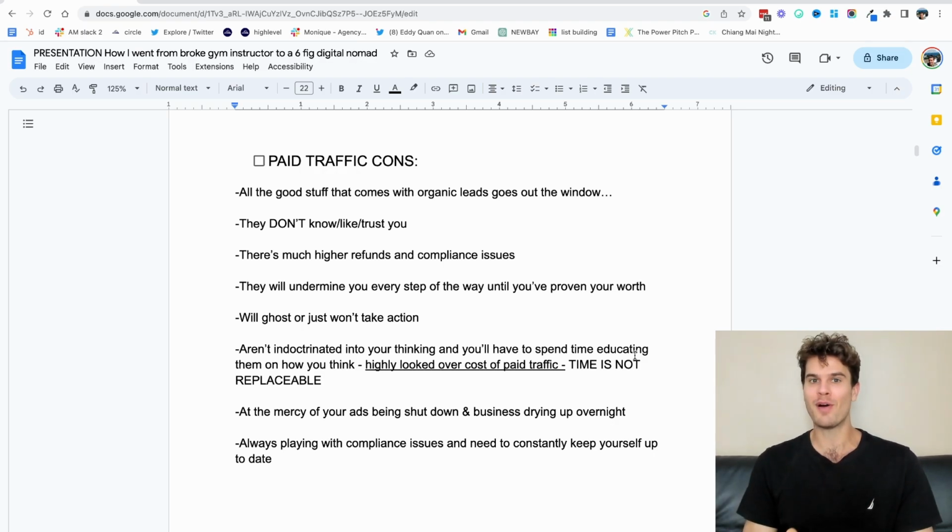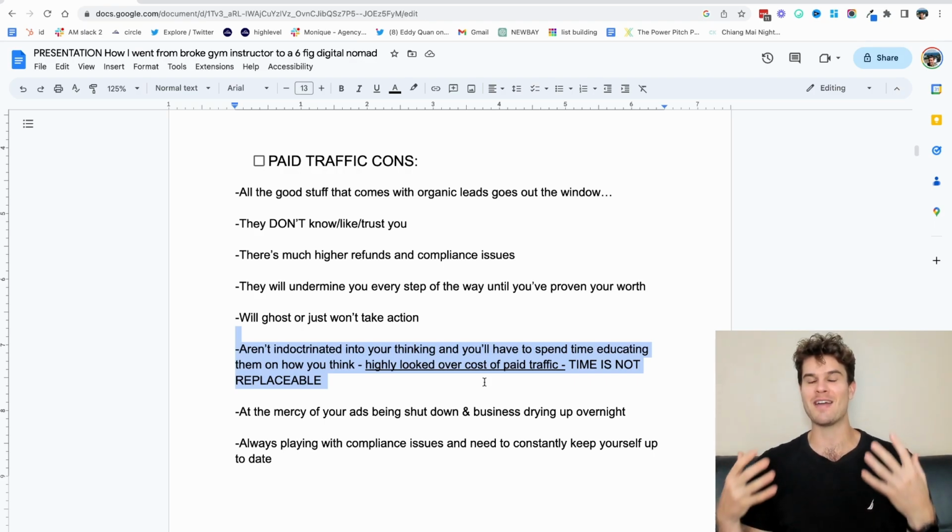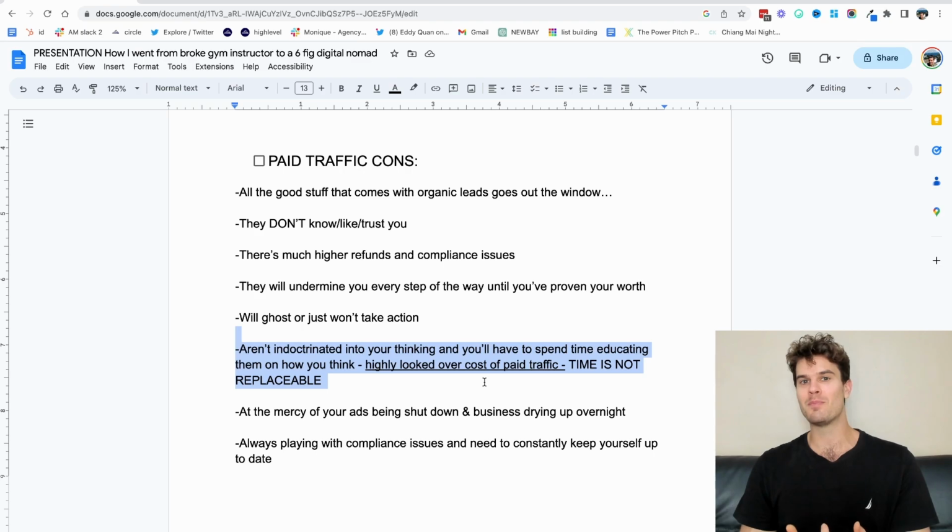Even though on paper it's $500 to acquire a customer and you've got a $10,000 offer, that's $9,500 in profit, so to speak, depending if you close it or not. But that's the massive overlooked part, right? I've got it here. They aren't indoctrinated into your thinking, and you have to spend time teaching them how to think the way you think.